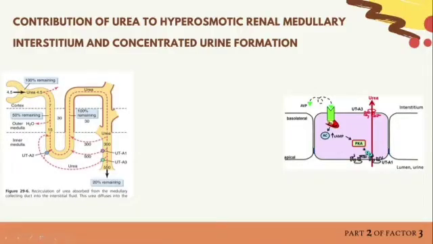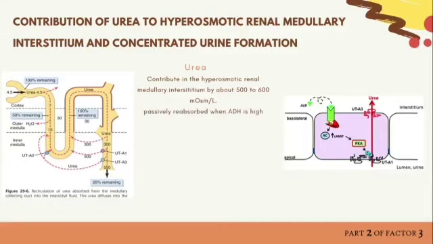Now take note that urea, as a waste product that needs to be excreted from the body, can also contribute to the hyperosmotic renal medullary interstitium by about 500 to 600 milliosmoles per liter. This is possibly reabsorbed from the tubule, especially when the blood concentration of ADH is high. How is it reabsorbed?